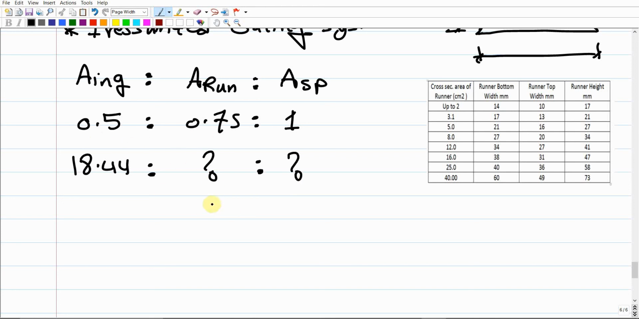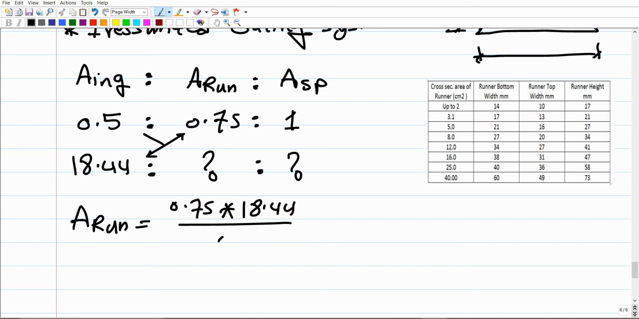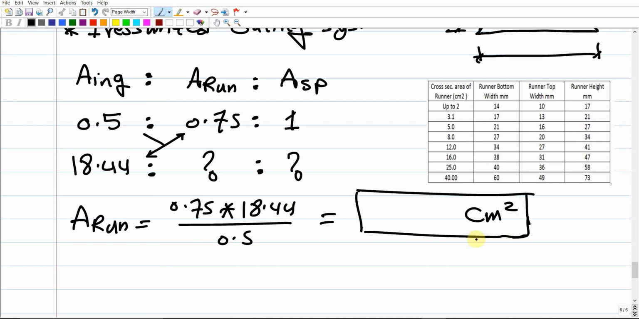So if we do cross multiplication, we can come up with the area of the runner. It's going to be 0.75 times 18.44 divided by 0.5. This is going to give us something in centimeter square, right? Why centimeter square? Because we're still working in centimeters. So 0.75 times 18.44 divided by 0.5 gives us 27.66. Make sense? So this is for the area of the ingot. Then we're going to use this area for the runner.